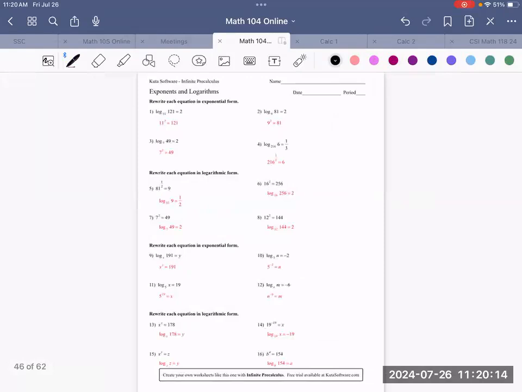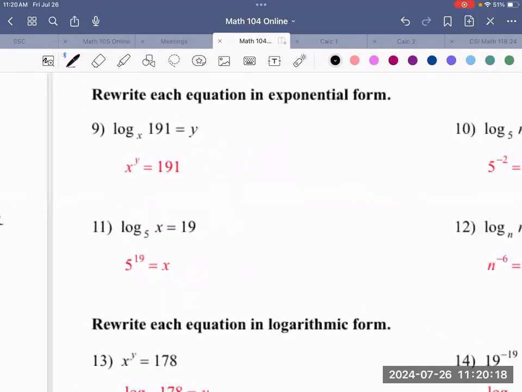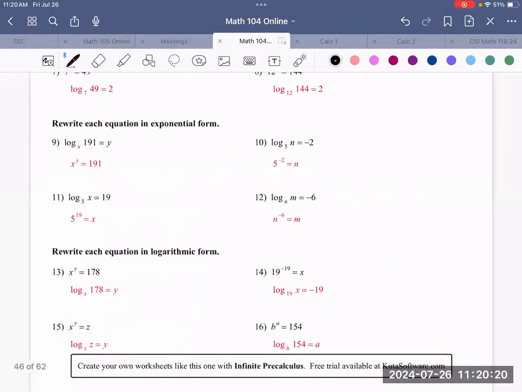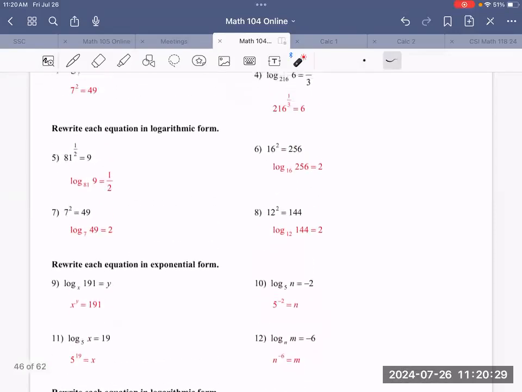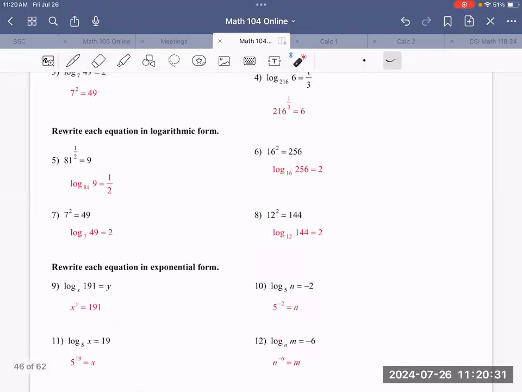The answer key should be attached. Notice that they did keep 5 to the 19 kind of restricted. You'll also notice that some of these, they did not simplify and get rid of that negative exponent. If you have me as an instructor, I will expect you guys to get rid of your negative exponent.